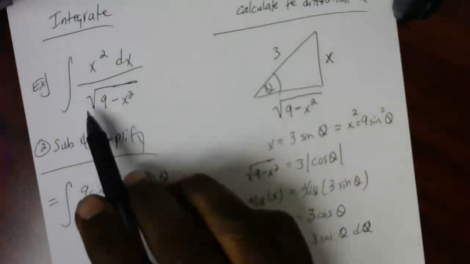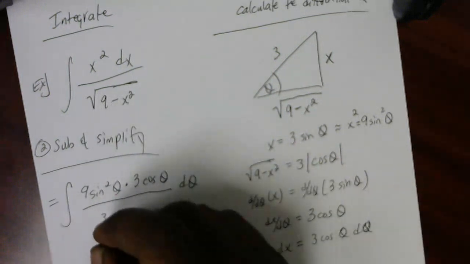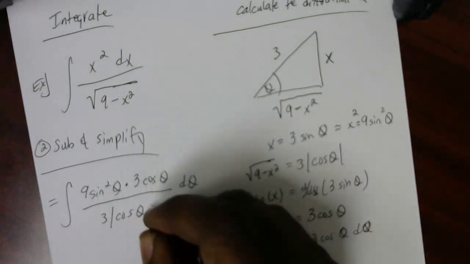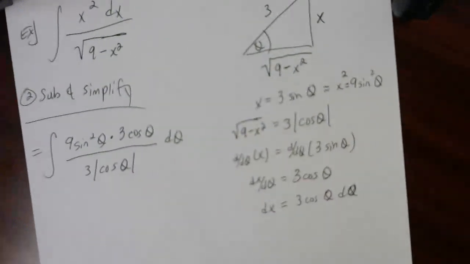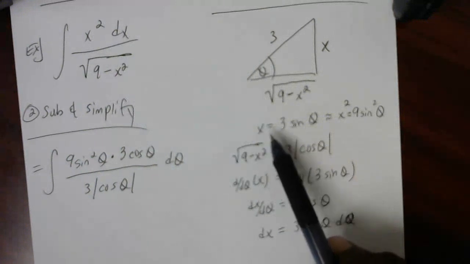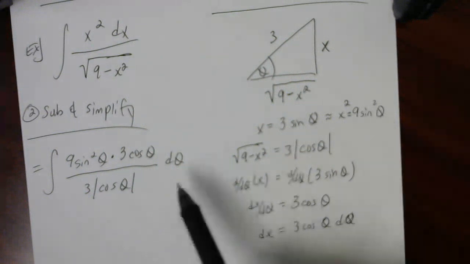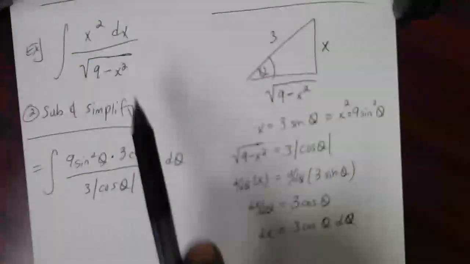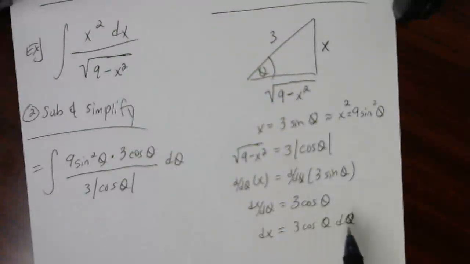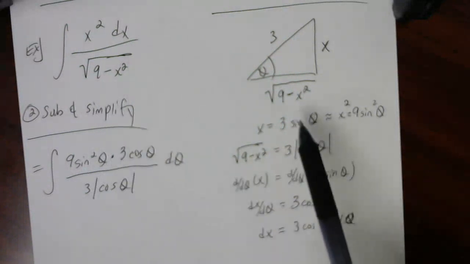I'm going to substitute the denominator, the square root of 9 minus x squared, for 3 times the absolute value of cosine theta. And next we're going to simplify. So once again we substituted x squared, we simply squared both sides. We substituted that for 9 times the sine squared theta. We substituted dx for 3 cosine theta d theta, and we substituted the denominator using the facts from the reference triangle.